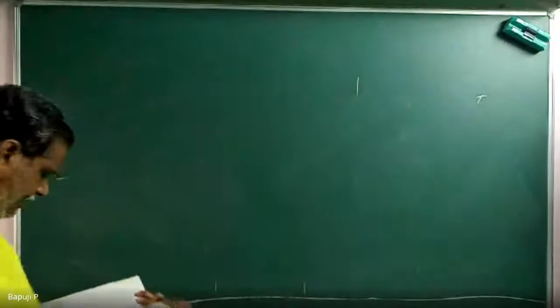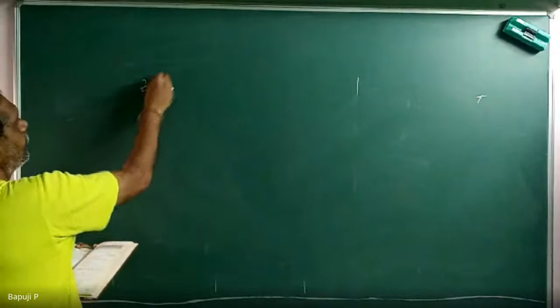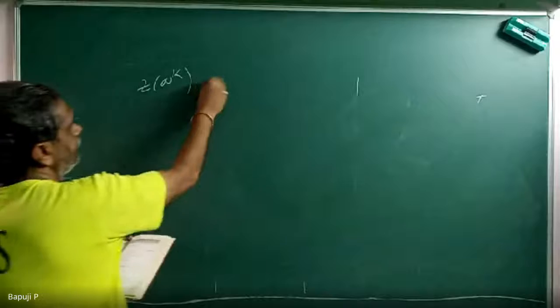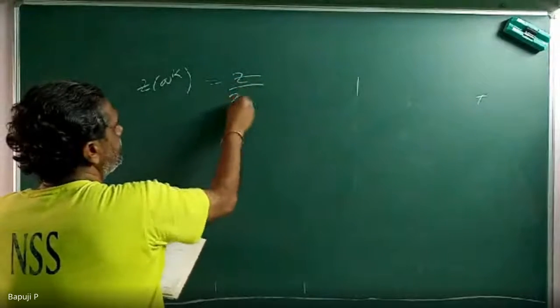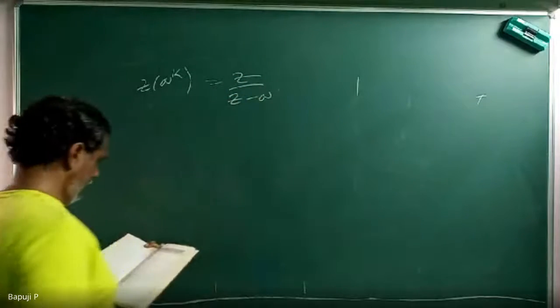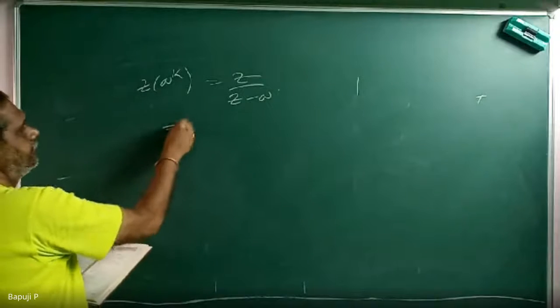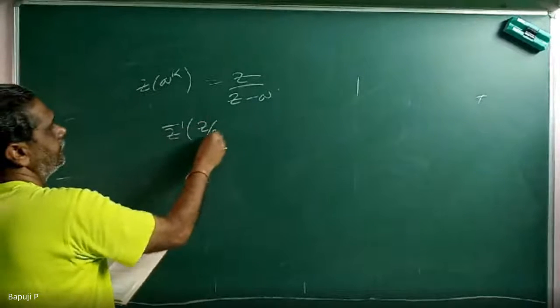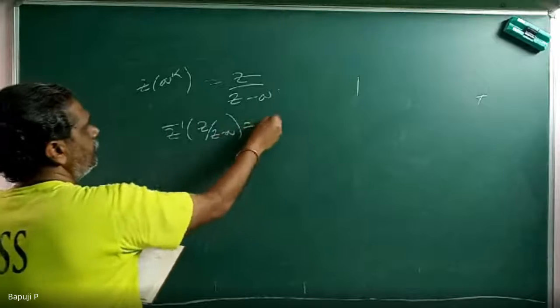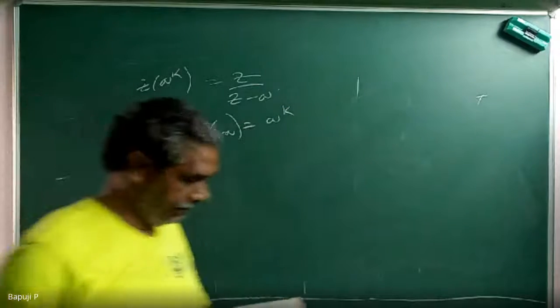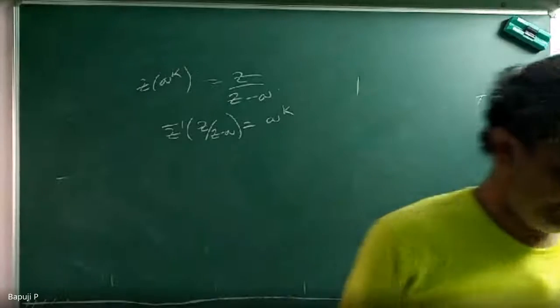Now, inverse Z transforms also you can remember. So what you will get actually? Already I am telling, Z of a power k is equal to what I am writing? Z by Z minus a. Then Z inverse of Z by Z minus a, what you will get? A power k. Similarly, what formulas are given? This is all you can recall.